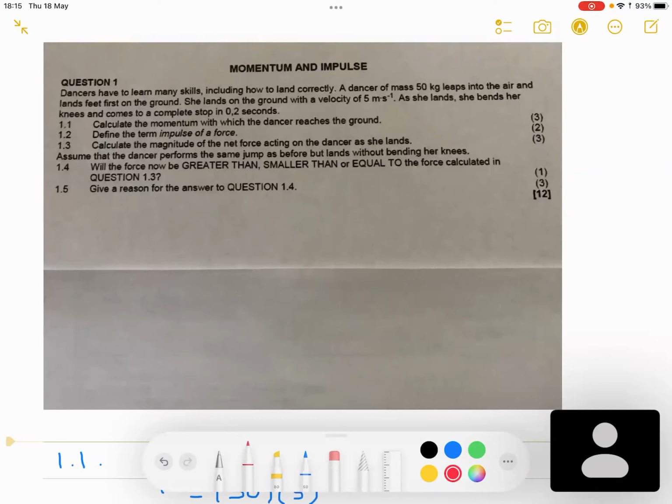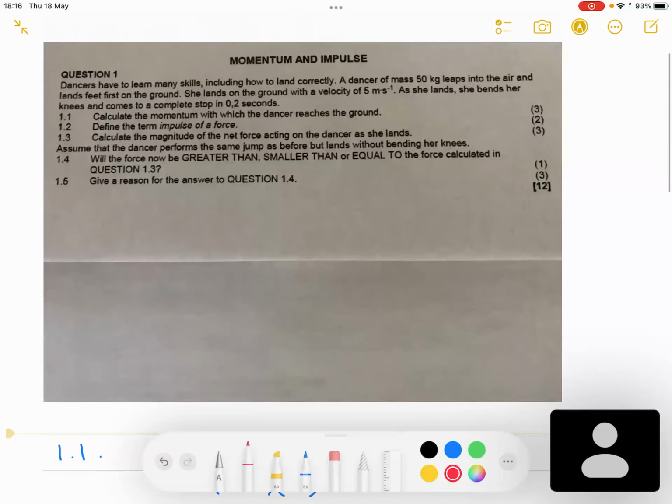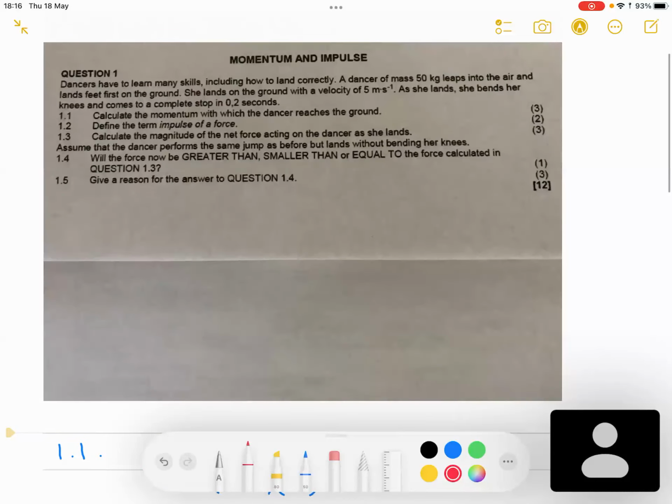Oh, sorry. Ursula, in the chat quickly, Erica would like to know which year the questions are coming from, which paper? I think this is from a 2020 paper. And Nomonde would like you to please explain 1.4 again, the greater than, smaller than, or equal to. Okay, sure.